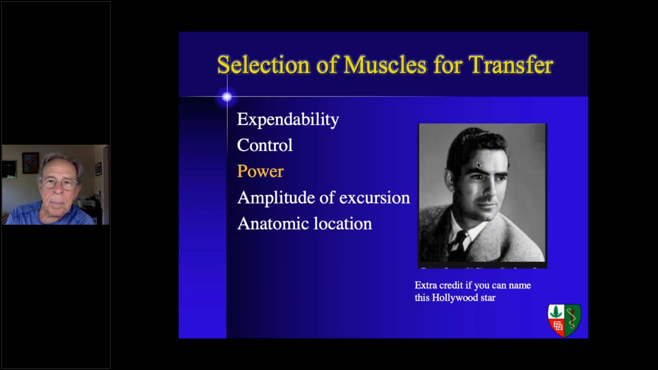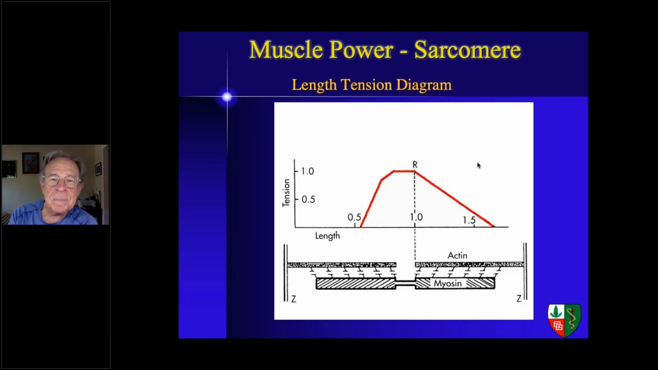So we've talked about expendability and control. Let's now talk about power. You get extra credit if you can name this Hollywood star. Anybody? Greg Buncke? Tyrone Power. Tyrone Power. Greg, extra credit for the boss. Attaboy. Tyrone Power, very good.